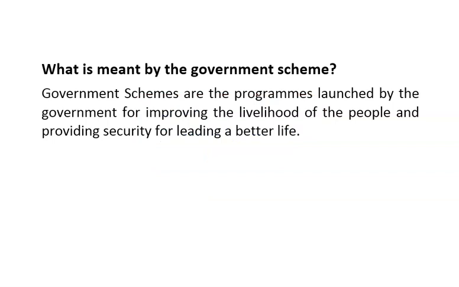So now moving to the first section, what is meant by government scheme. In a democratic system, people elect their representatives, which form a government, and they work for the betterment of society. So government schemes are the programs launched by the government for improving livelihood and providing security for leading a better life. The government schemes can be in different sectors such as agriculture, industry or the social sector. And in this series we will discuss important government schemes in each sector.